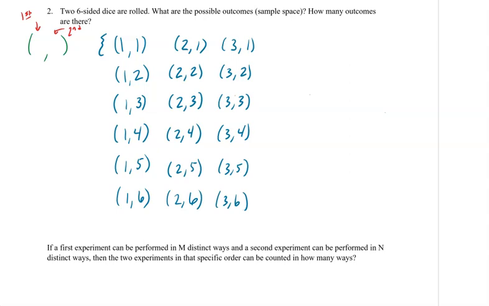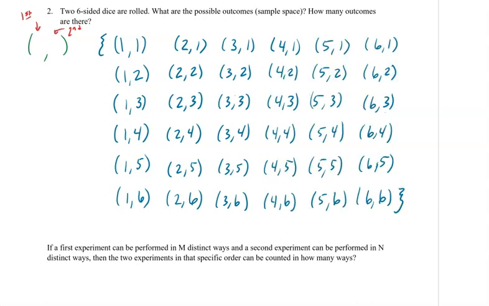Or we could get a 4 on the first die. And I'm not going to make you watch me write all of these out. So here's what it looks like when it is finished. And that is the entire sample space.